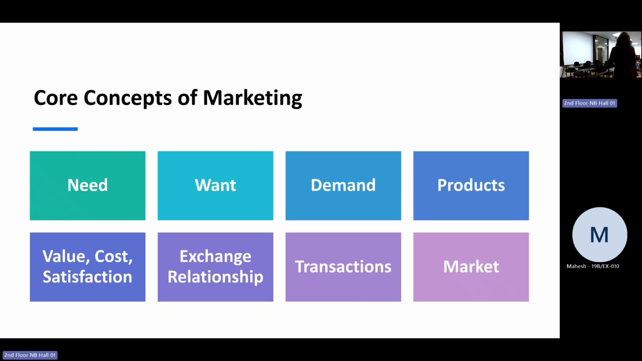We will start the new part. Here we will be learning some key terms that we are going to use when we are learning marketing. Some of these you may already be familiar with. These are the key terms that we will be using. First we have needs and wants. So what does it mean by a need? Then what is want?